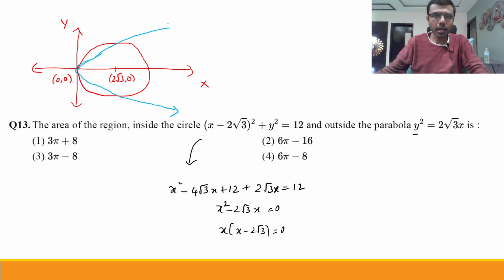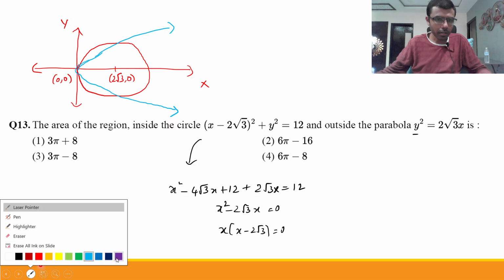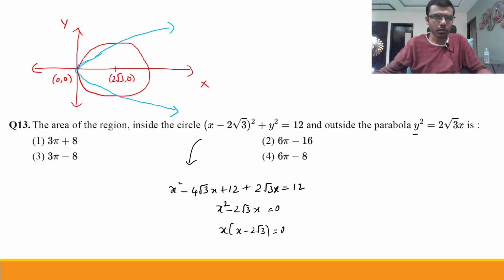Okay, now what they are asking in the question is the area of the region inside the circle and outside the parabola. So this region they are asking, if I were to shade it, which color would look good? Green, I think, would do it. So this region they are asking, and this region. Obviously, they are symmetric about x-axis, right? So if you find out the upper area, you can just do 2 into.